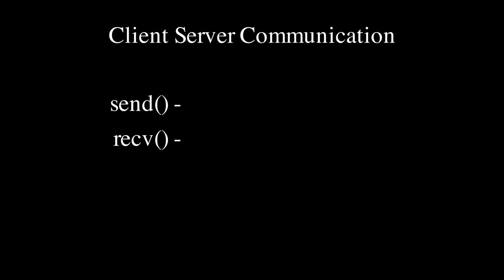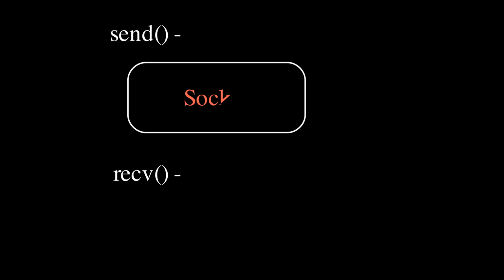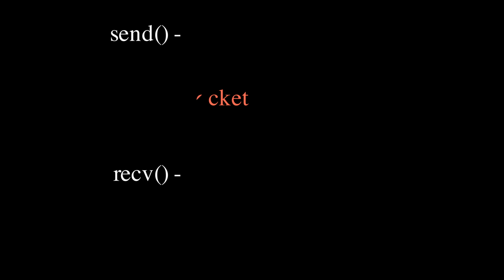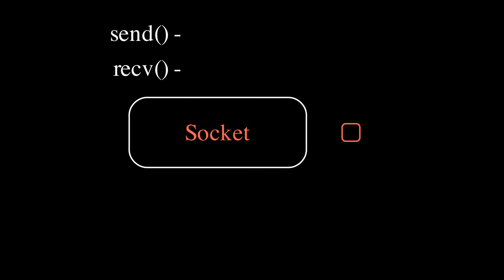Send specifies a socket that you would like to send a message from. It takes the data in the buffer and sends it over the socket connection. Receive specifies a socket you would like to receive a message from. It reads the messages from the socket into a buffer.